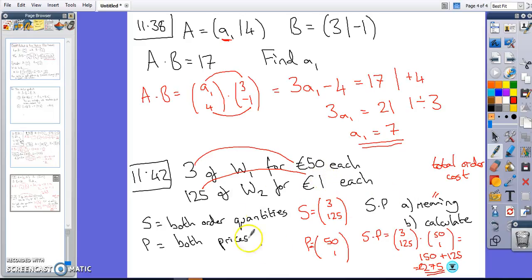So hopefully that shows you that sometimes vectors can be quite useful, because if we just had this information, writing out an equation not in terms of vectors for the total order cost would be much, much longer than just writing vector S dot vector P.